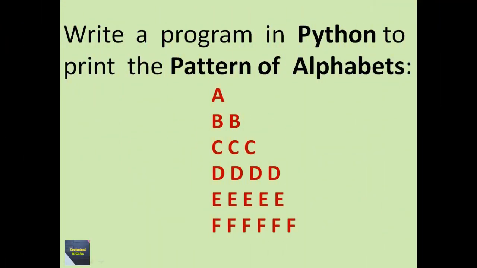Hello friends, today I will discuss a problem in Python language, and the problem is: write a program in Python to print the pattern of alphabets like this. In the first row there is a single A, second row 2B, third row 3C, fourth row 4Ds, fifth row 5Es, and sixth row 6F.